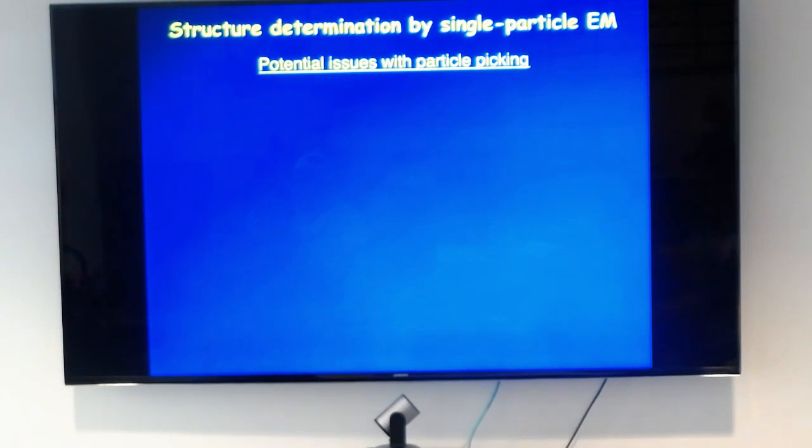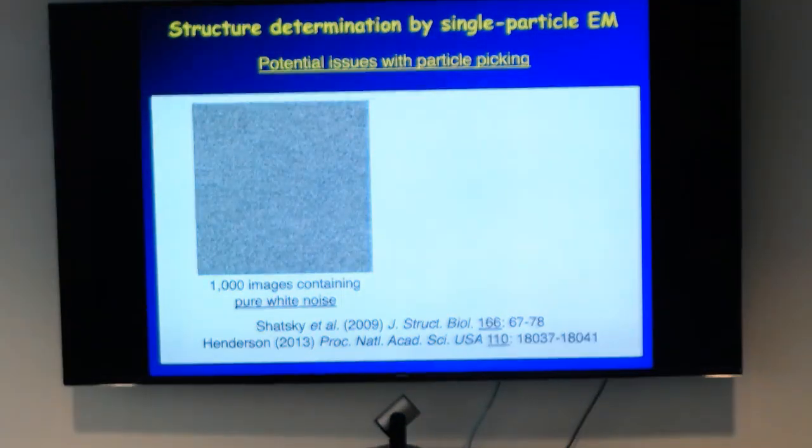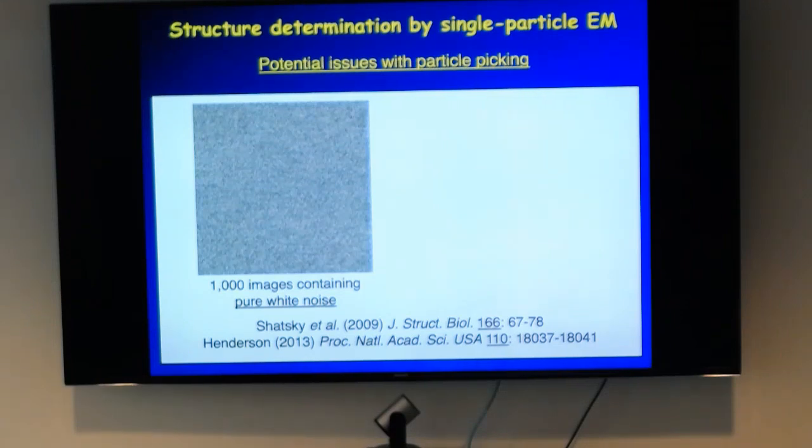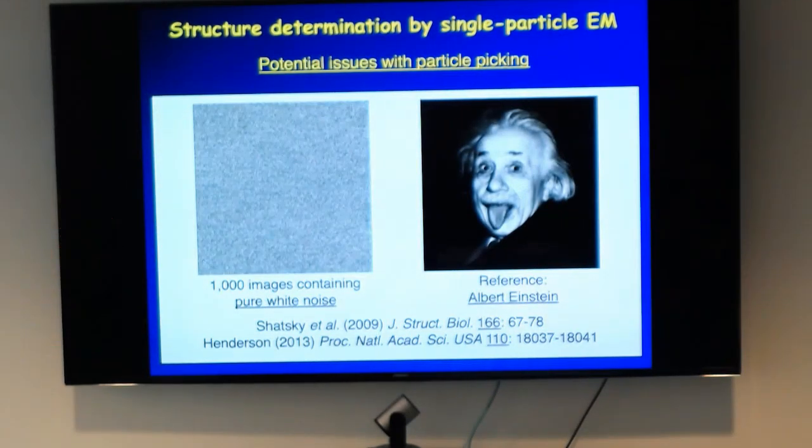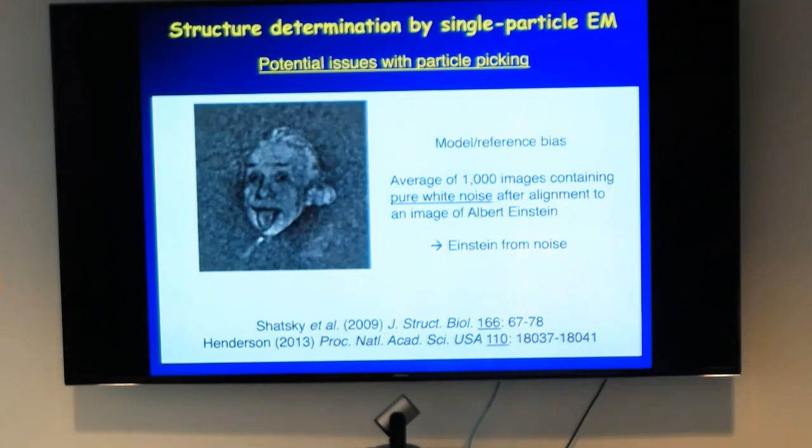So first, the problem with the reference bias. And so there's a very famous case. This is a noise image. Have you seen this already in the course? Okay. You have seen the Einstein. He has lined 1,000 images, so you create Einstein from noise.